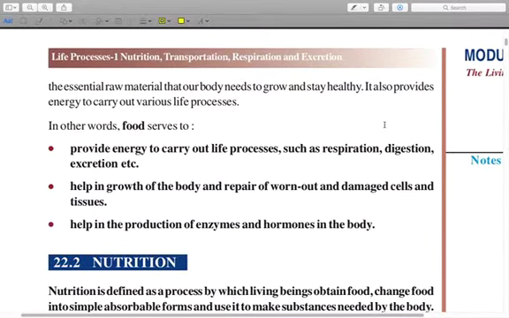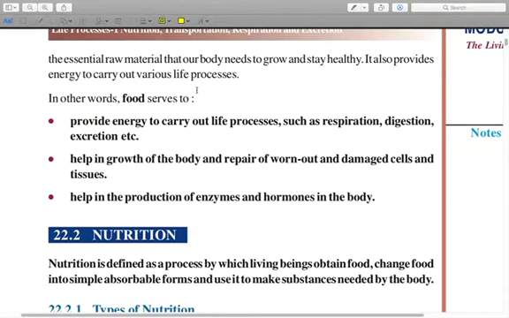Nutrition is present in food. What is nutrition? Nutrition is basically like you have protein, you have carbohydrates. Carbohydrates are used for energy, protein used for building muscles and other processes, like many other things. Okay, so all these things, they come under nutrition. So there are three purposes of food. First one is that it provides energy to carry out life processes, such as respiration. Okay, that is necessary in our body.